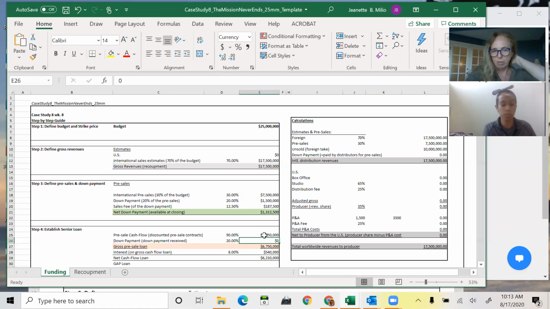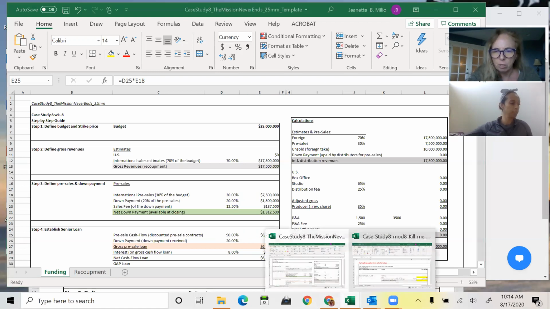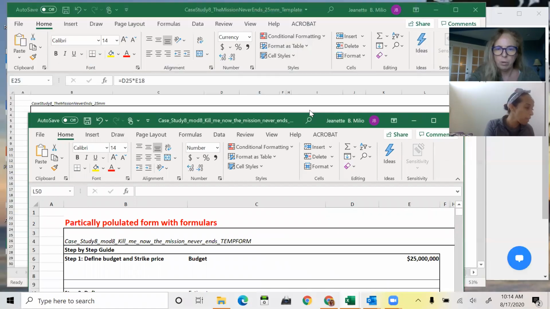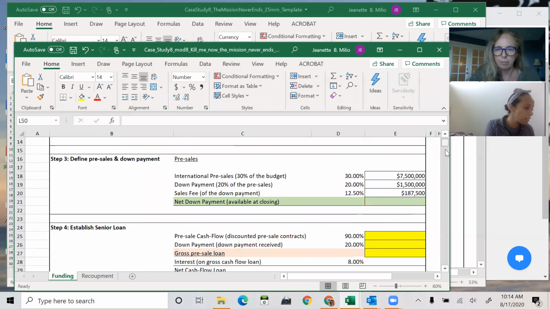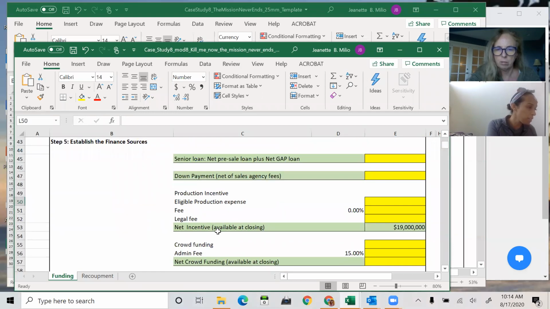No, that's not correct. You have to think about your pre-sale contracts as being 30%, which is $7.5 million. And what the bank will give you is a 90% discounted rate of that. So your answer should be 6,750,000. Well, how did you get to the 2 million? Let me check your formula now, and I'm going to see how you got there. So it's 90% of, yeah.